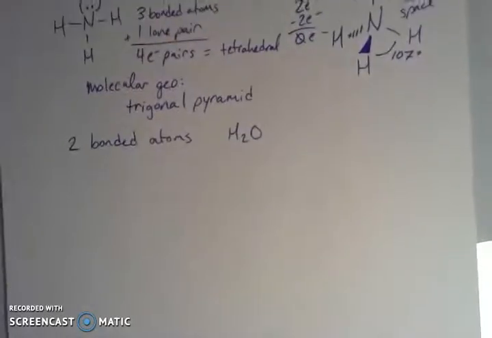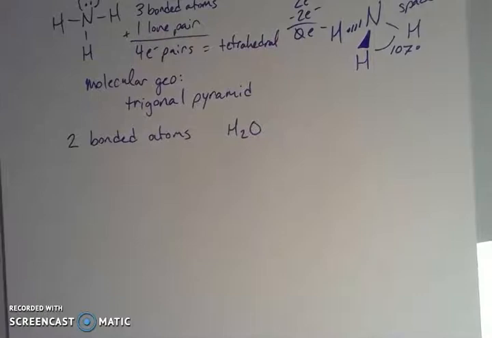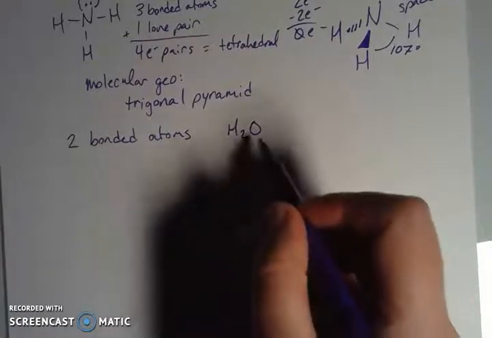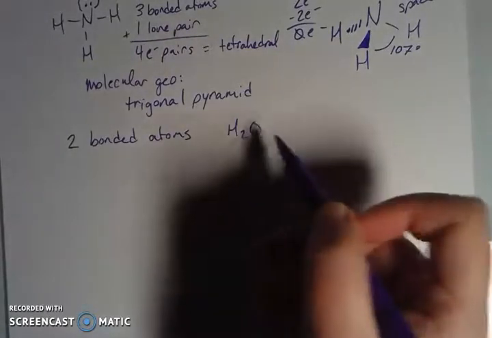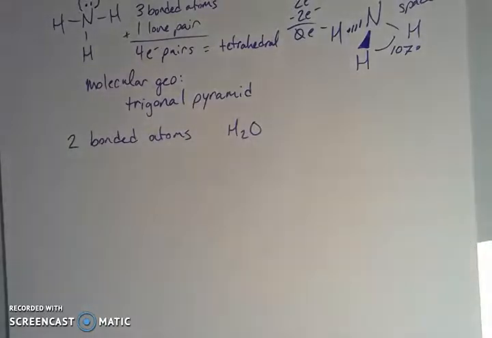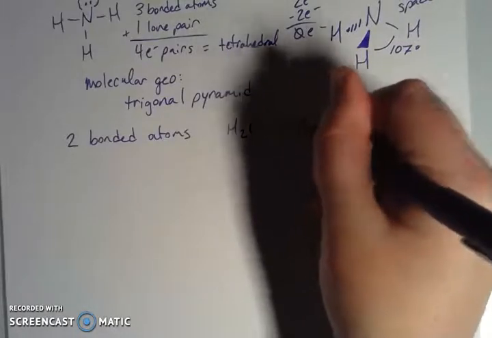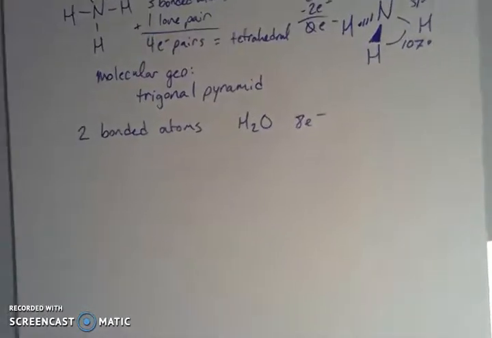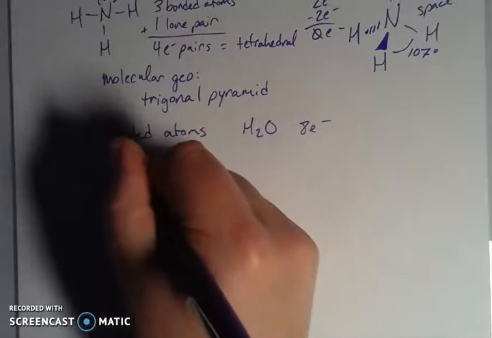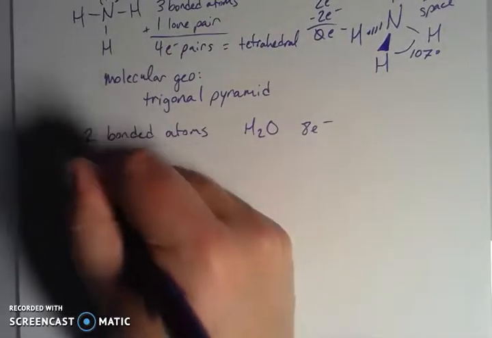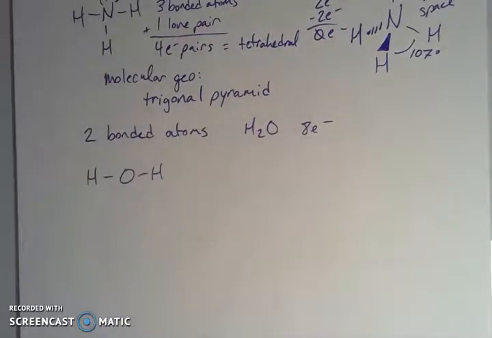So here's option number 3. If we have 2 bonded atoms, we have a structure that looks like water. So how many valence electrons are we working with here? We have 6 electrons from my oxygen, 1 each for my hydrogens. That gives me 8 total. When I'm doing the Lewis dot structure of this thing, I end up with oxygens and hydrogens.